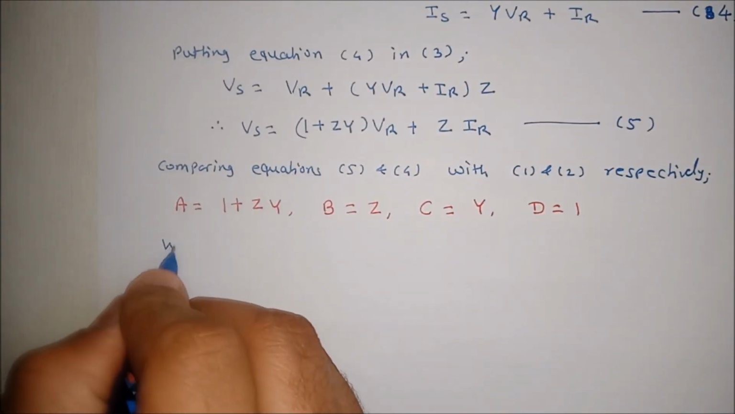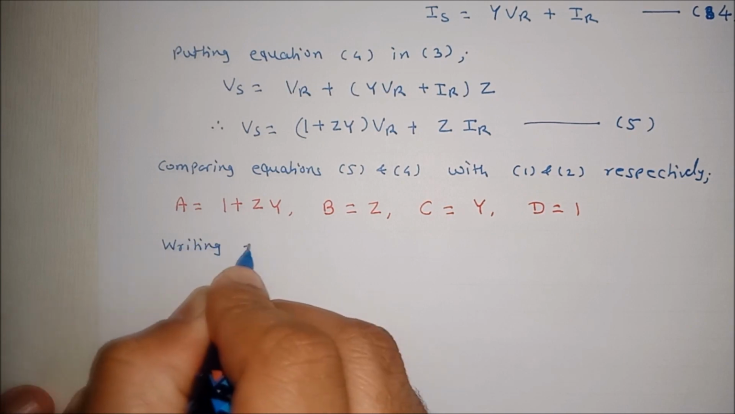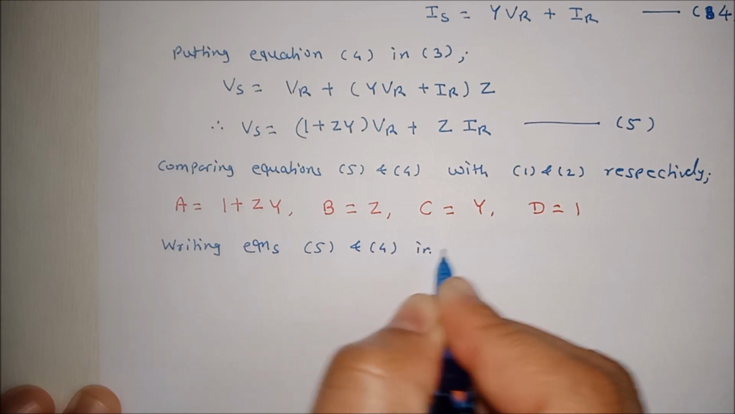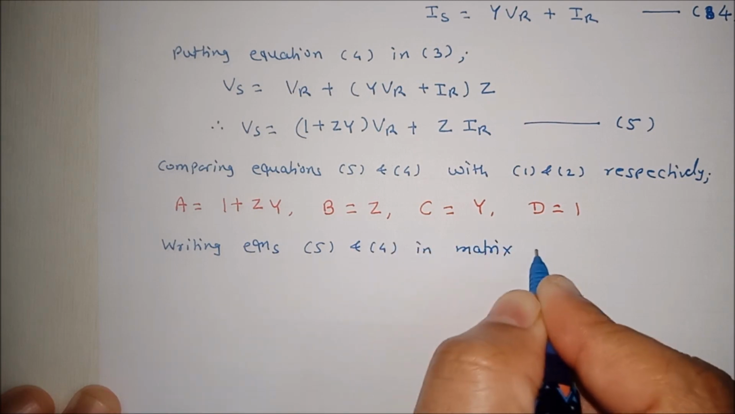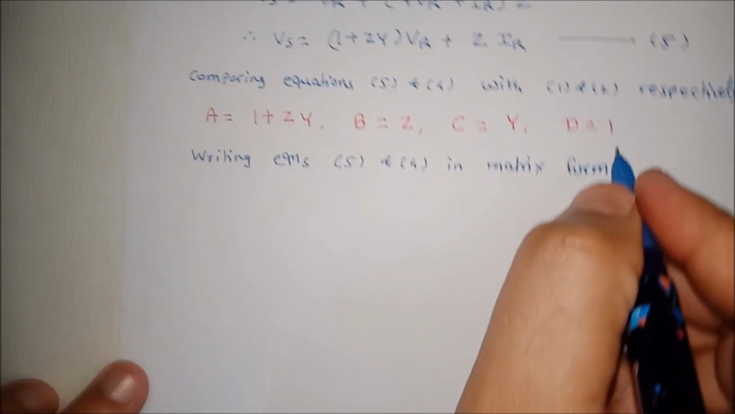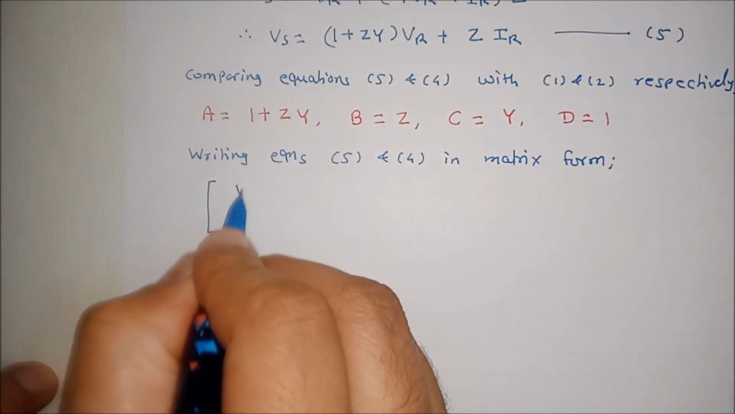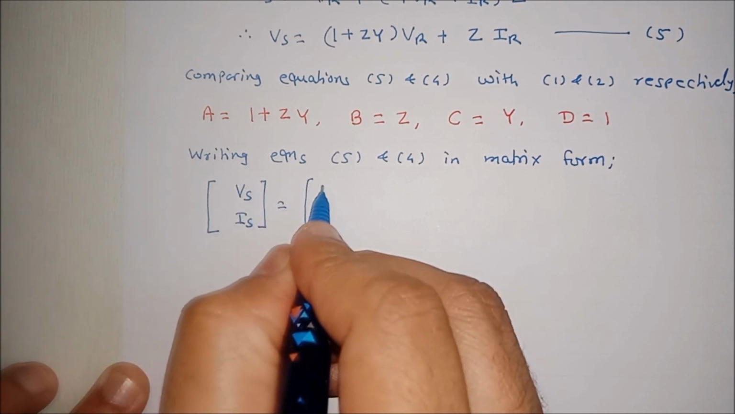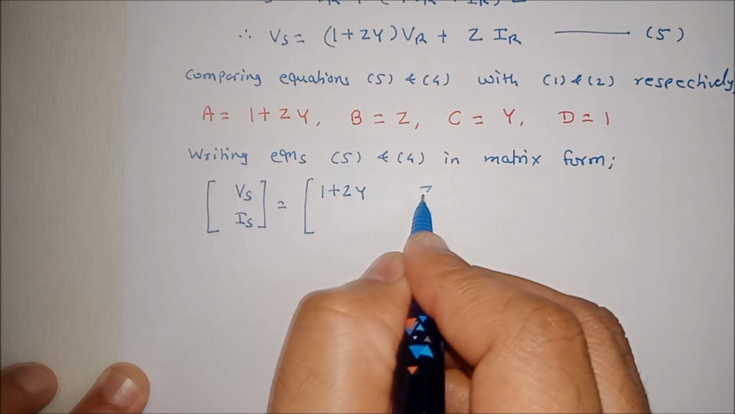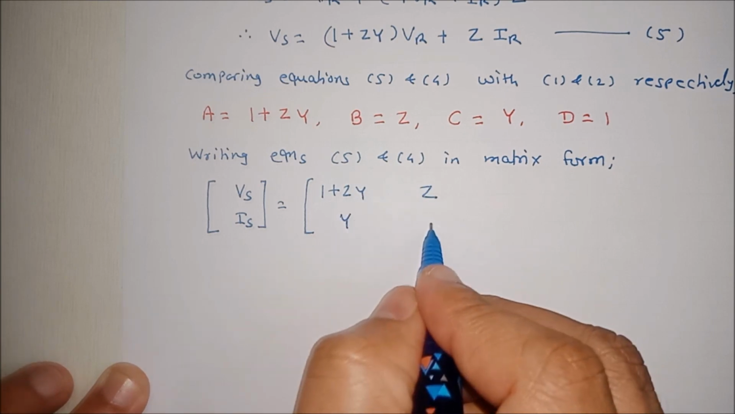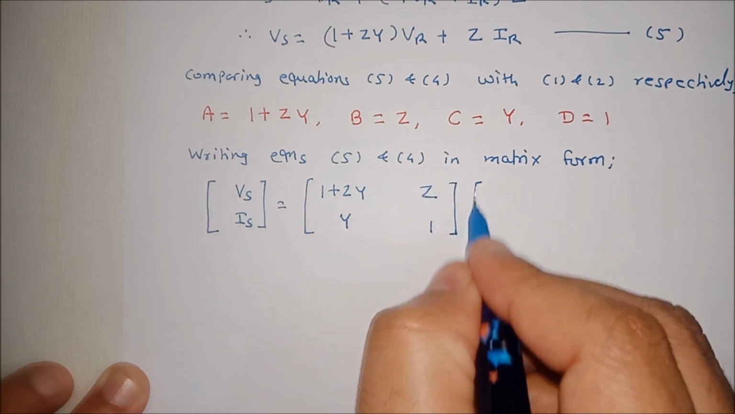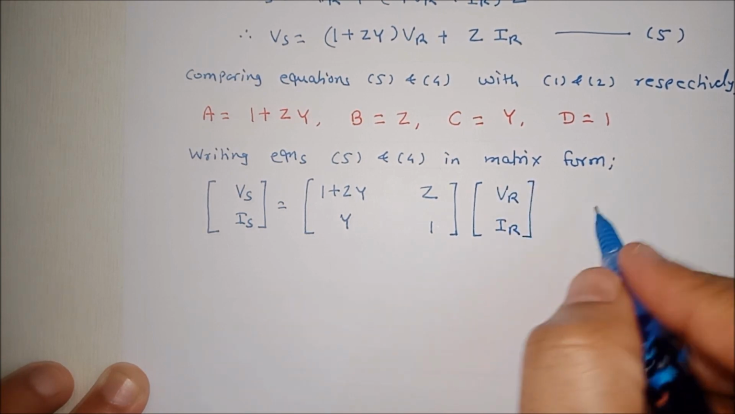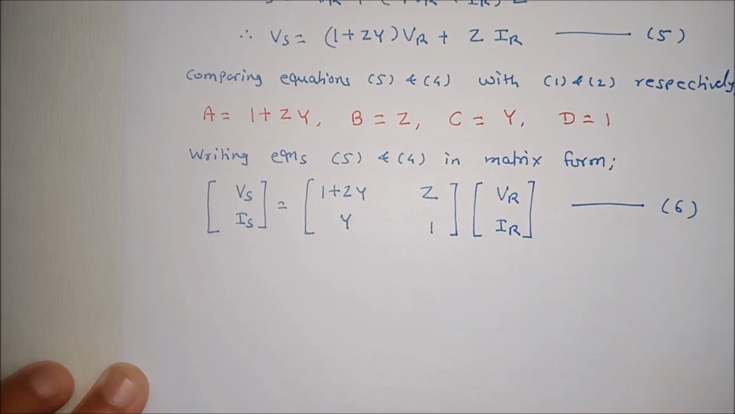We can also write these equations in matrix form. Writing equations 5 and 4 in matrix form, we can write [Vs; Is] equal to the matrix [A, B; C, D], that is [1 plus ZY, Z; Y, 1], into [Vr; Ir]. This is equation number 6.